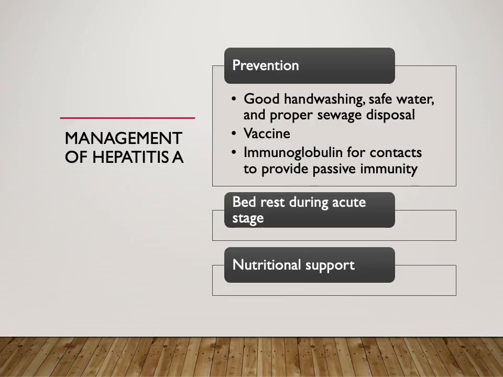Management: prevention, good hand washing, safe water, proper sewage disposal. There's a vaccine for hepatitis A. There is a chart that looks at this in your book, but hopefully you'll get what you need here. It's an immunoglobulin to provide passive immunity, bed rest during the acute stage, and then of course nutritional support as people need it, as they may not feel like eating while they're sick and infected with the virus, but hopefully it's not going to last too terribly long. But prevention is the key.